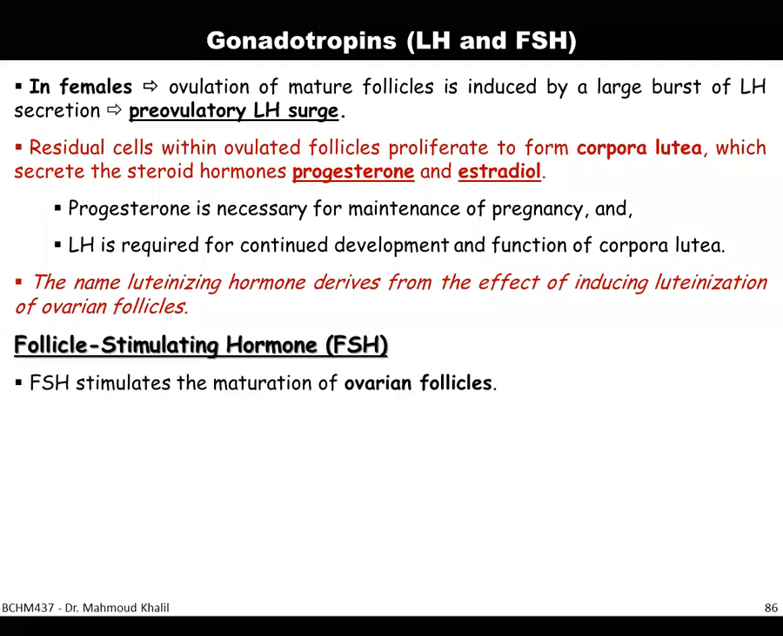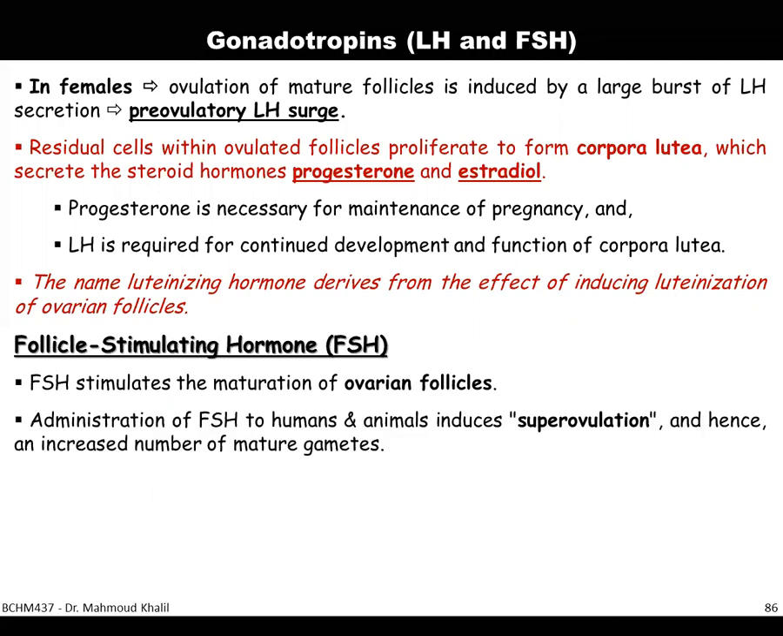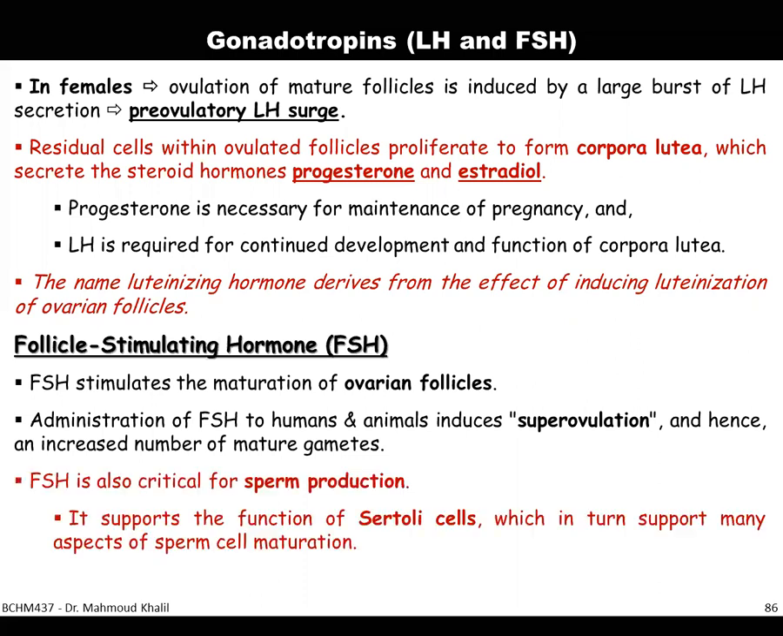So what about follicle stimulating hormone? FSH stimulates the maturation of ovarian follicles. It was found that administration of FSH to humans or animals induces superovulation and hence an increased number of mature gametes. As well, FSH is also critical for sperm production. It supports the function of Sertoli cells, which in turn support many aspects of sperm cell maturation.